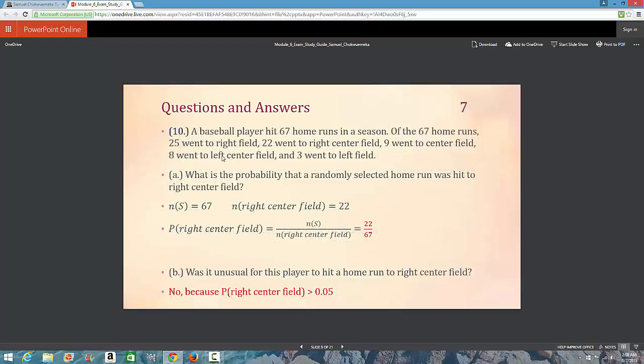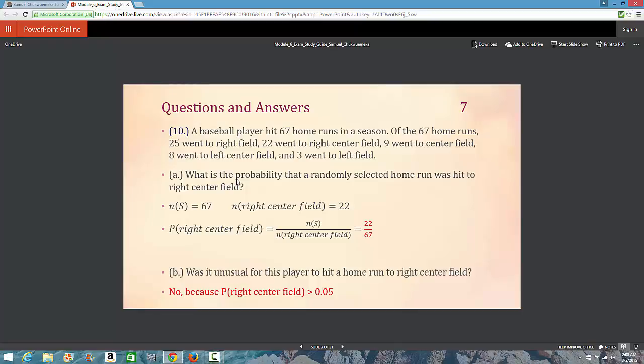Question 10. A baseball player hit 67 home runs in a season. Of the 67 home runs, 25 went to right field, 22 went to right center field, 9 went to center field, 8 went to left center field, and 3 went to left field. What is the probability that a randomly selected home run was hit to right center field? Just one, not two.